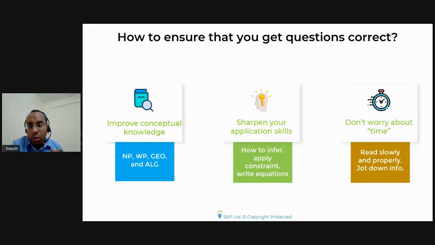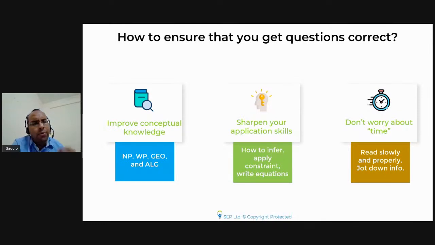Somebody's asking, does this apply to long word problems too? Yes, it does. Whether it be a long word problem or a short one, if you worry about time, then you'll have to reread the question again. Please understand that if you read it in a rush, there's a chance that you might miss something. If you miss something, then you'll have to go back to the question again, and because of this to and fro, you end up wasting more time.